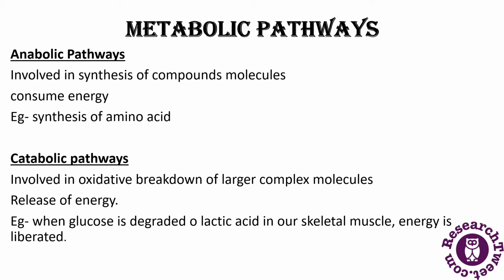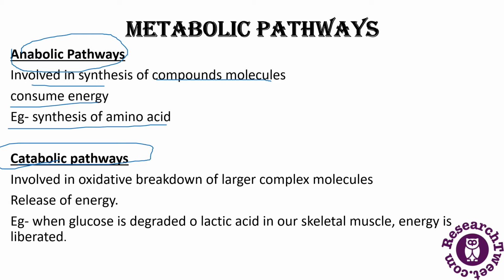The metabolic pathways fall into two categories. First are anabolic pathways and the second are catabolic pathways. So we will be discussing what these pathways are. Anabolic pathways are involved in the synthesis of compounds and they consume energy. The synthesis of amino acids, or the synthesis of polypeptides from amino acids, is an example of anabolic pathways. So A for anabolic and A for amino acids. The synthesis of amino acids is an example of anabolic processes.